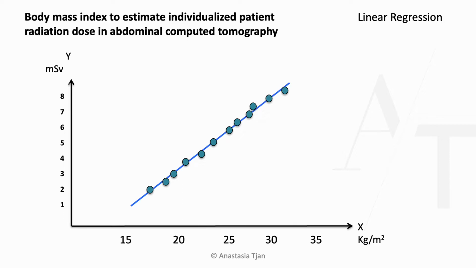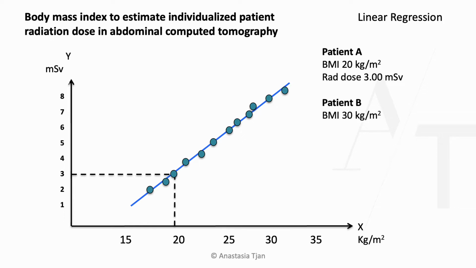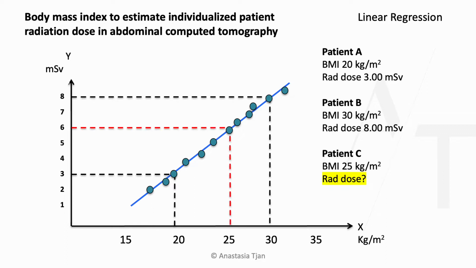To determine each patient's effective dose, a vertical line from the x-axis that intersects this diagonal line is made to make another horizontal line that gives the result for this effective dose on the y-axis. For example, patient A with BMI 20 kg per meter square: a vertical line from the x-axis is drawn, intersects the diagonal line, and makes another horizontal line, giving a result of 3.00 millisievert effective dose. The same goes for patient B and patient C.